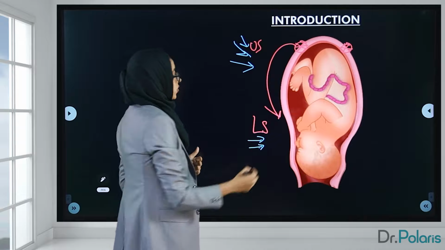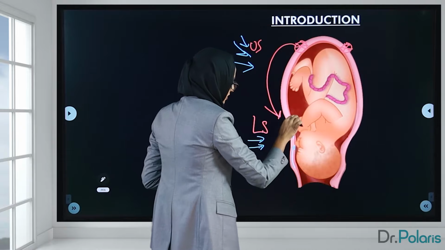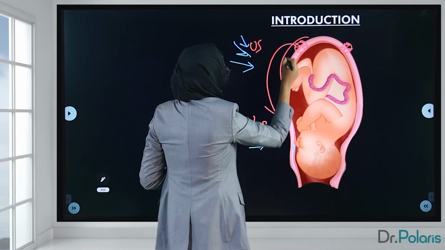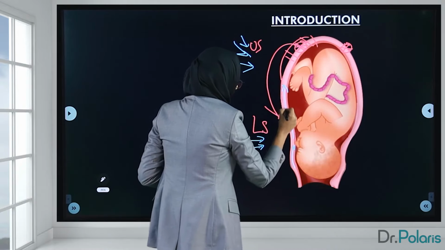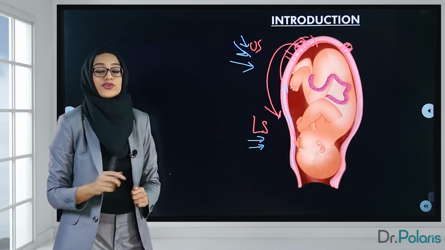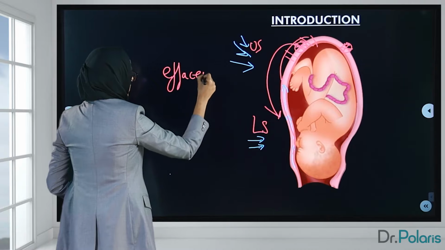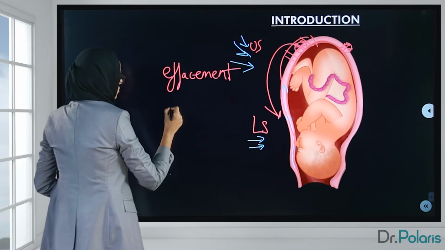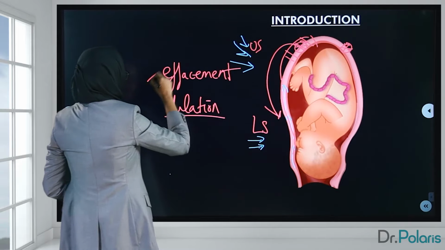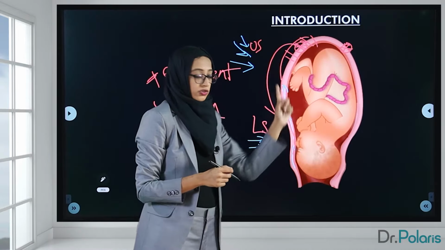The next point is that because of this uterine activity, there will be retraction of fibers that goes from the lower segment into the upper segment, resulting in a progressively thicker upper segment and a thinner lower segment. So what is that going to do to the cervix? It's going to cause two things. It's going to cause effacement. Effacement means thinning of the cervix, and it's going to cause dilatation. Dilatation means the cervix is going to open up.